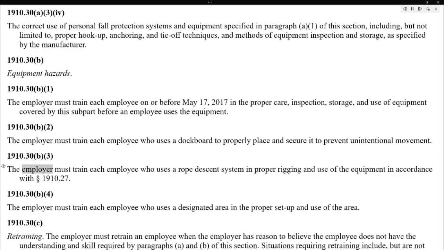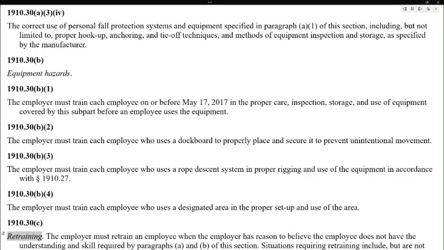1910.30(b)(3). The employer must train each employee who uses a rope descent system in proper rigging and use of the equipment in accordance with Section 1910.27. 1910.30(b)(4). The employer must train each employee who uses a designated area in the proper setup and use of the area.